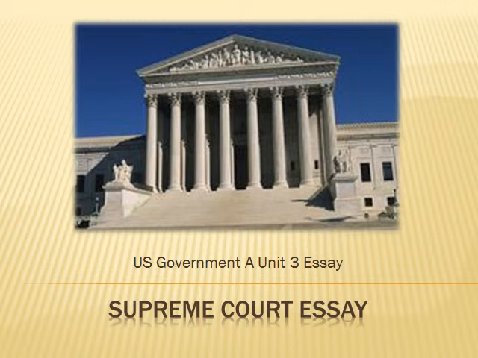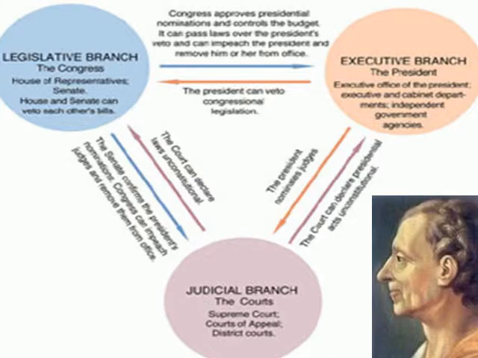Now, before I give you the essay topic, I just want to go through a very, very brief background to the Supreme Court itself. What is the Supreme Court? Why do we have it? This is a picture of the separation of powers within our system. In the United States government, we have three branches: the legislative branch, which is Congress, the executive branch, which is the president and the federal bureaucracy, and the judicial branch, the courts: the Supreme Court, Court of Appeals, district courts.